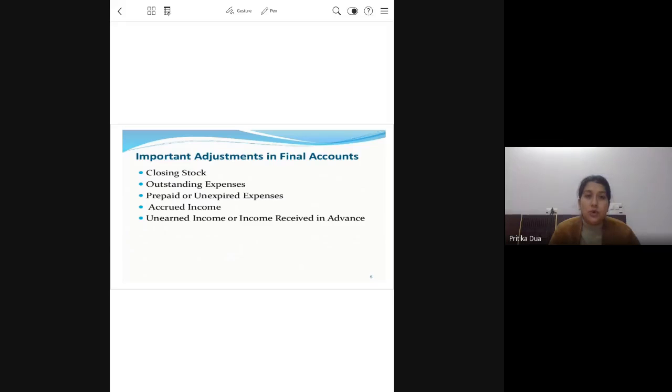Next we come to outstanding expenses. So I had explained the concept yesterday. Outstanding expenses are those expenses which are due but have not yet been paid by the business. Till the last day of the accounting period, these expenses remain outstanding. So how do we treat these expenses? Let's have a look.